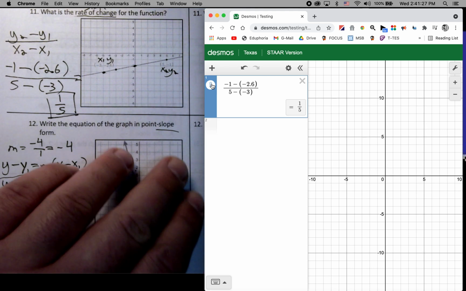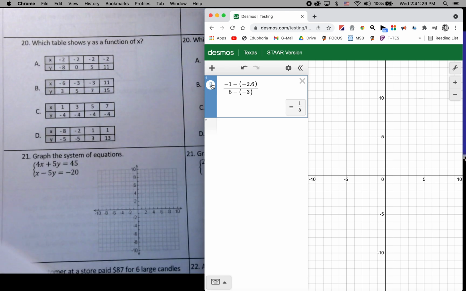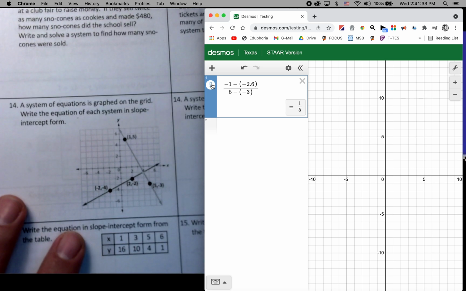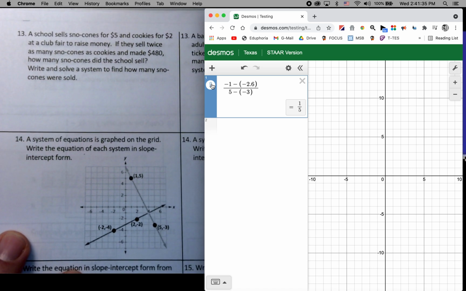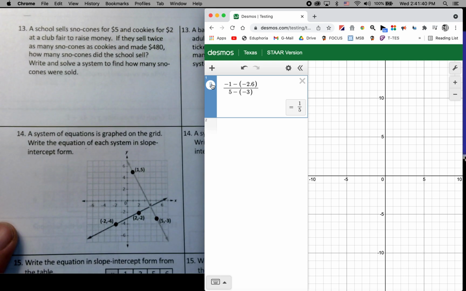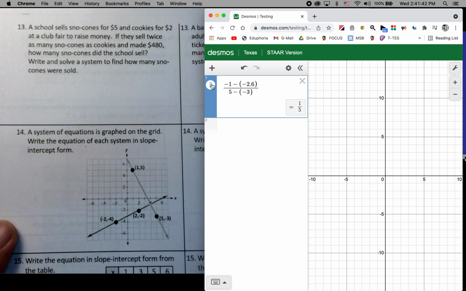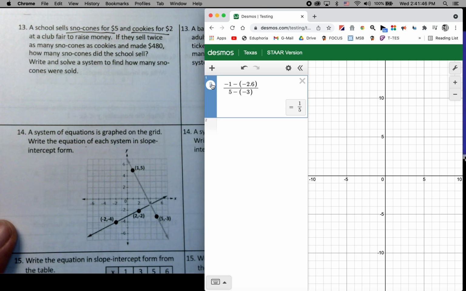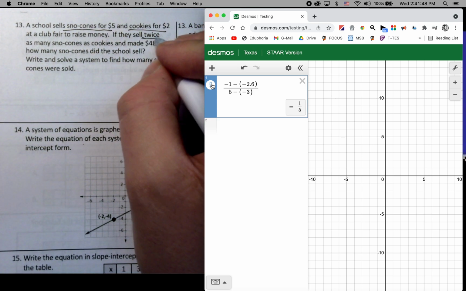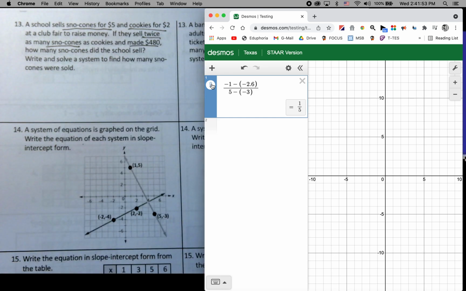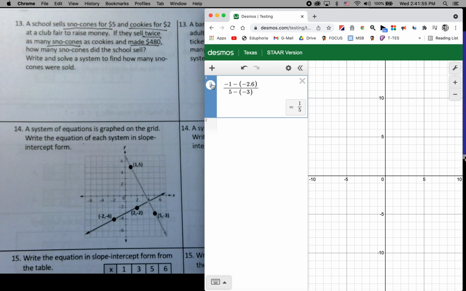All right. I'm going to turn my page and do number 13. It says a school sells snow cones for $5 and cookies for $2 at a club fair to raise money. If they sell twice as many snow cones as cookies and made $480, how many snow cones does the school sell? Write and solve a system to find how many snow cones were sold.